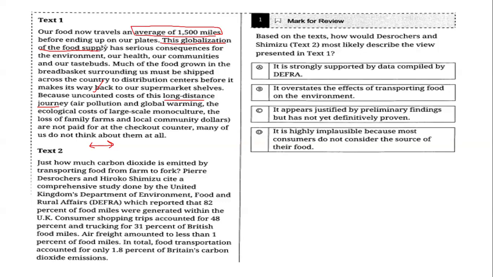First, identify the main idea. It's clearly talking about how much of the food grown in the bread basket surrounding us must be shipped across the country to distribution centers before it makes its way back to our supermarket shelves, because of the uncounted cost of this long distance. It is clearly talking about the transporting of food over long distances to sell. Okay, moving on. What is text two talking about? Just how much carbon dioxide is emitted by transporting? Yes. So this talks about the distance and this is talking about, yes, what is it talking about? It's talking about something to do with the environment, isn't it?